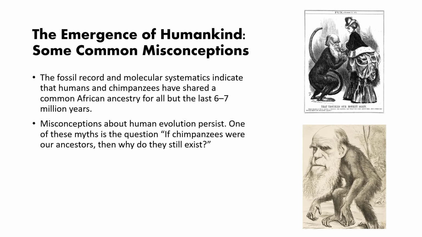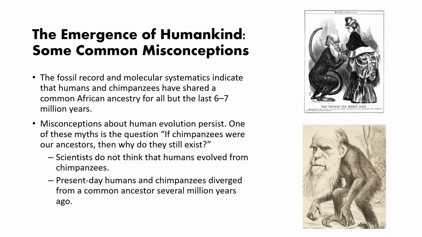So misconceptions about human evolution persist, and one of these is: if chimpanzees were our ancestors, then why do they still exist? Okay, and so again, scientists do not think that humans evolved from chimpanzees. We think that we evolved from a common ancestor that then branched off and led to chimpanzees, and another branch that led to humans. So present-day humans and chimpanzees diverged from a common ancestor several million years ago.